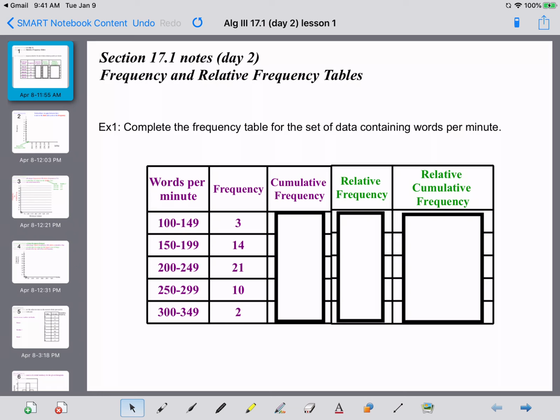In this lesson, we are going to look at ways to organize data. Specifically, we're going to look at histograms, a frequency polygon, and a cumulative frequency polygon.